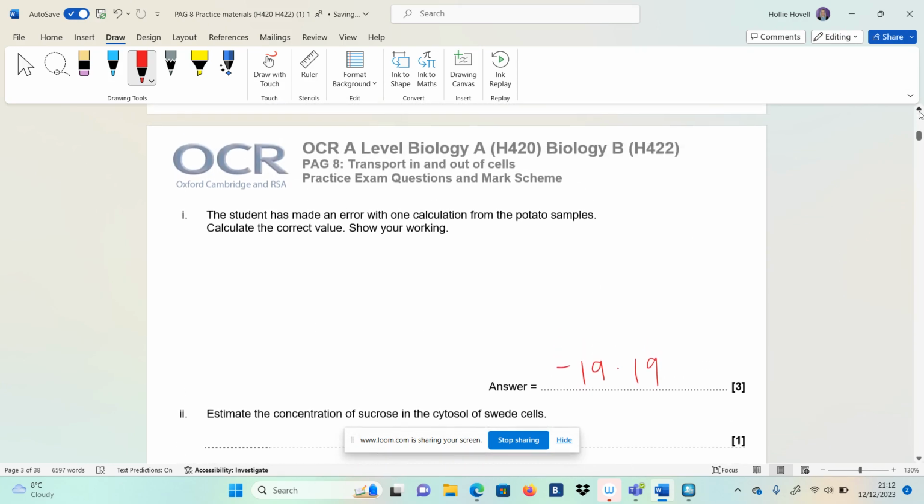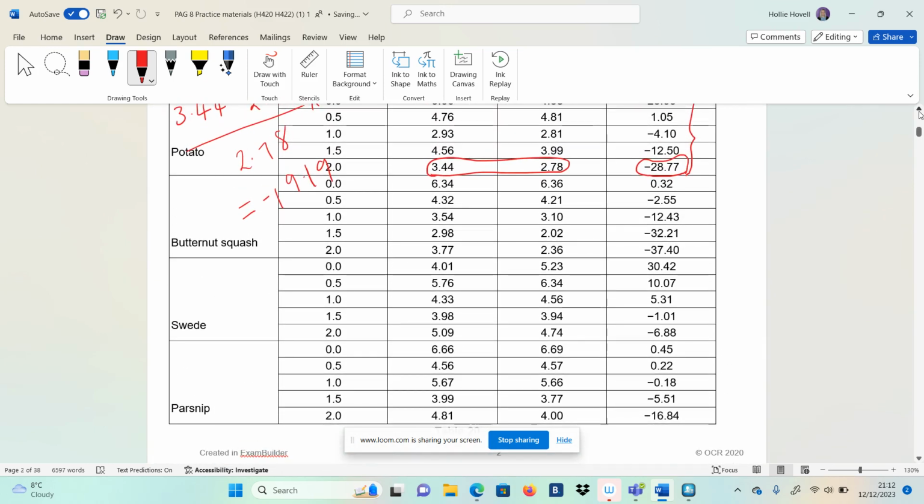Then it says estimate the concentration of sucrose in the cytosol of Swede cells. So we haven't got a graph this time to use, so we're just trying to look where there was no kind of gain or loss. Okay, so we're looking for where it is going to cross zero. Where would the percentage change be zero? So we're looking for Swede, in this section here. Now we haven't got a zero, have we? So it would be somewhere in between these two. If we go across, that one is the result for a concentration of 1.0, and that one is the concentration for a result of 1.5. So we don't know exactly what it is, but we know it's between a concentration of 1 and 1.5.